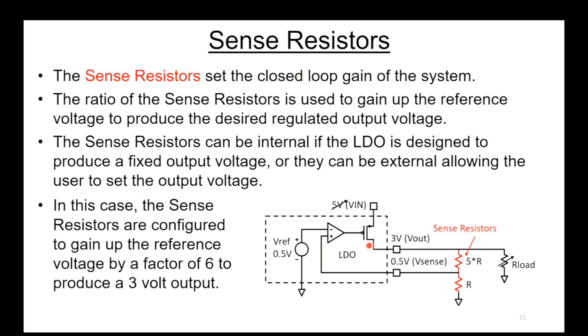Or you can have the sense resistors be external, allowing the user to set the output voltage by picking a ratio of resistors here. In this case, the sense resistors are configured to gain up the voltage by a factor of 6. So basically, we're taking our half-volt reference here, we're gaining it up by a factor of 6, and that gives us our 3-volt output.